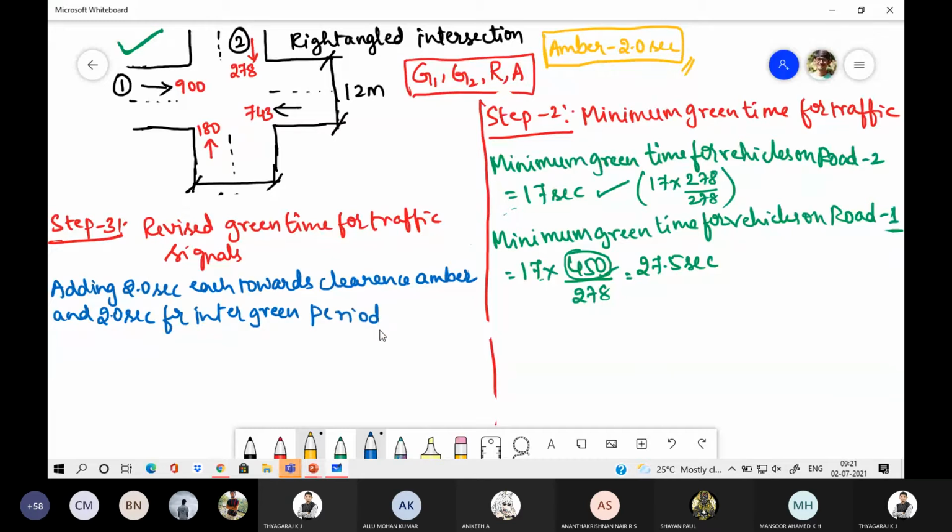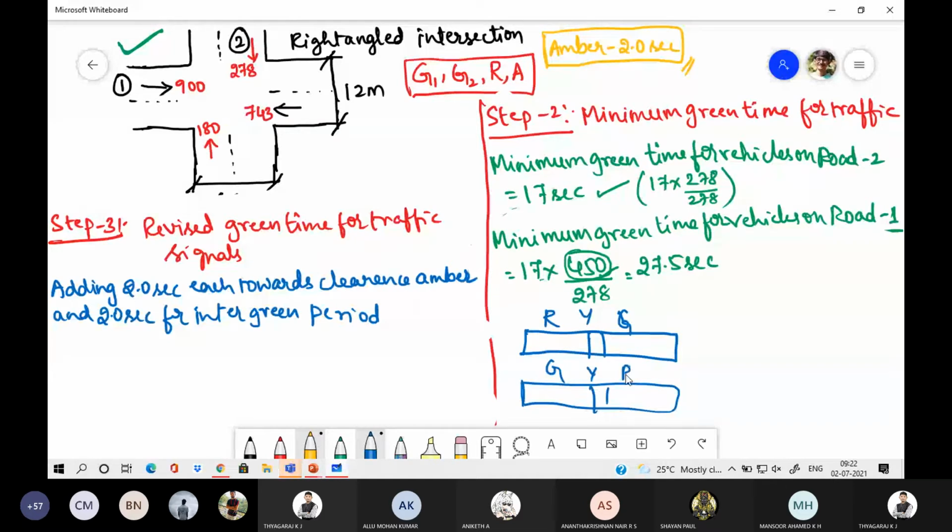So we have written the phase diagram, right? This is red, this is green and this is yellow, and again it is green, yellow and red. Clearance amber means whenever it is going from green to red, when no vehicles will be moving on the road. Inter green means red to green. So is it clear, what is clearance amber and inter green?